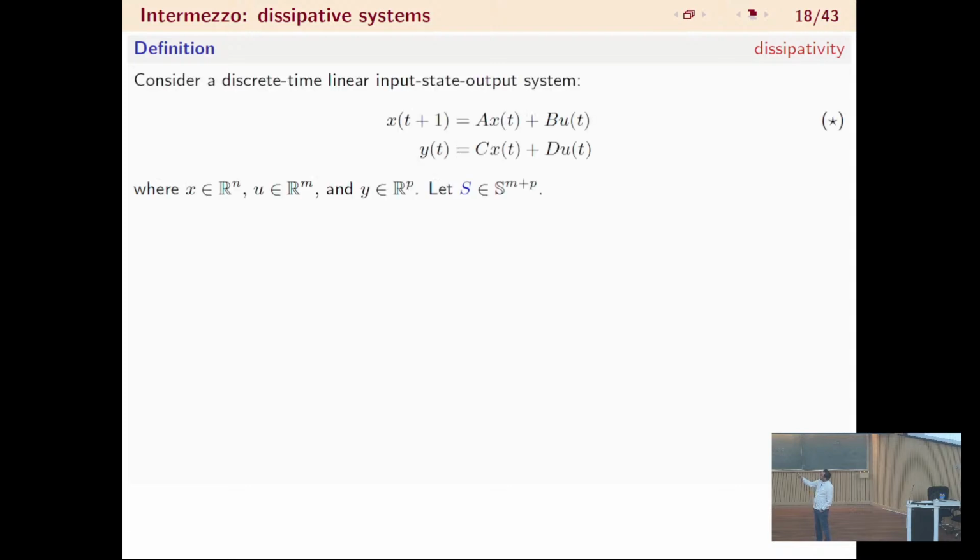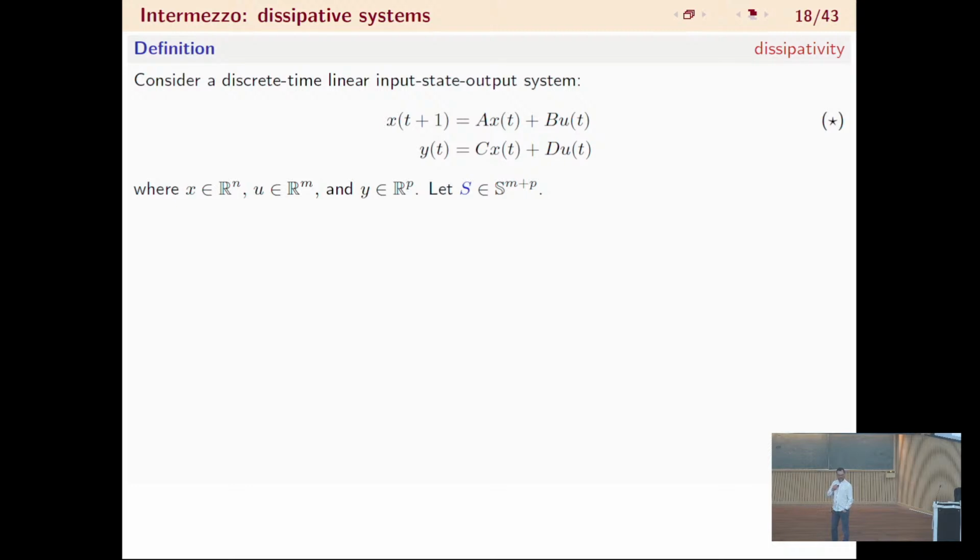So we start from an input-state-output system. X is state, U is input, Y is output. They have corresponding dimensions. X is n-dimensional, U is m-dimensional, Y is p-dimensional.